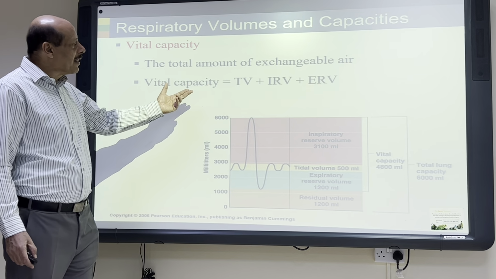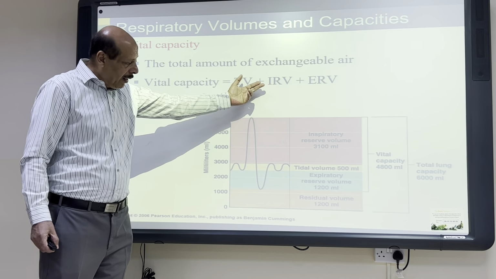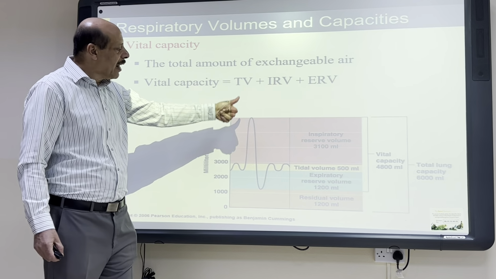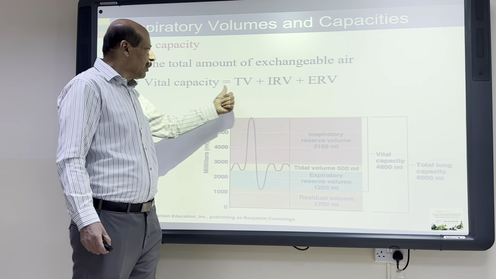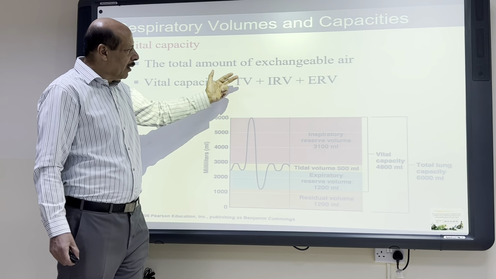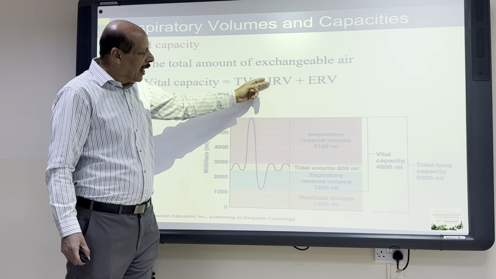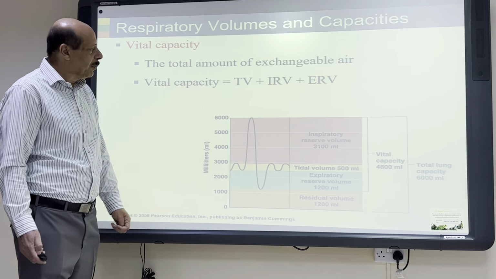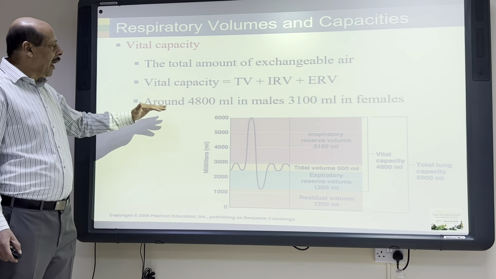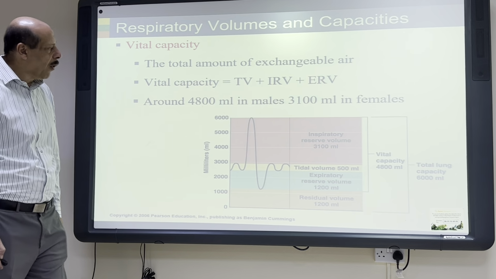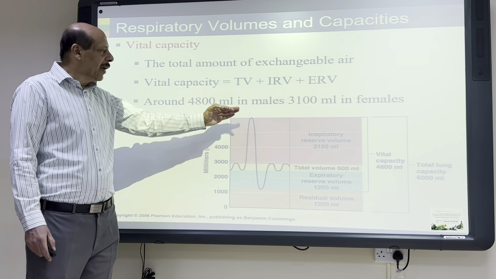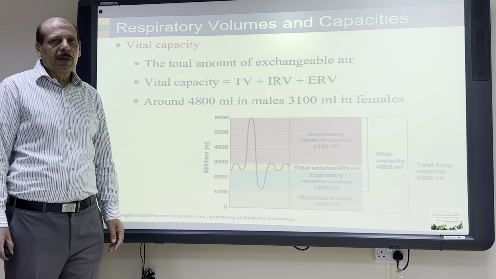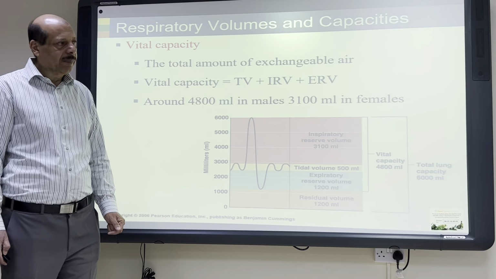The vital capacity is the tidal volume, the inspiratory reserve volume, and the expiratory reserve volume. And it is around 4,800 ml in male. In female, it is less than that. It is around 3,100 ml.